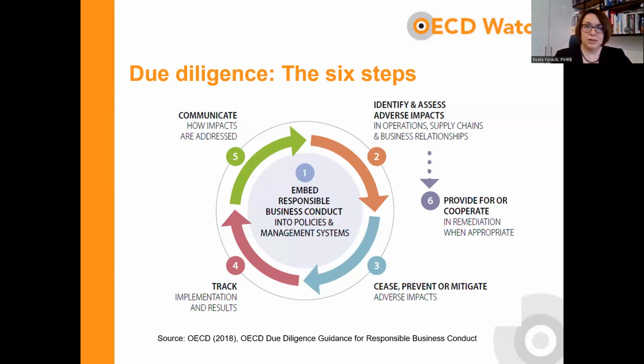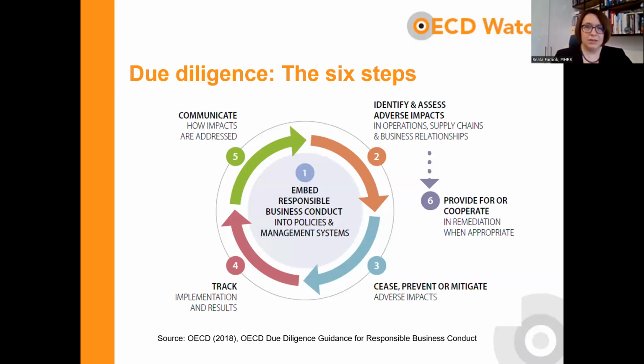Examples of such communication can include communicating with stakeholders, publishing information on their due diligence process, and publicly reporting such information, which is relevant to its due diligence process and policies on responsible business conduct. Finally, step 6 makes it important for the business to provide for or cooperate in remediation when it's appropriate. And it is appropriate for a company to engage in remediation when it has identified, through its own due diligence process, that it has caused or contributed to actual adverse impacts.